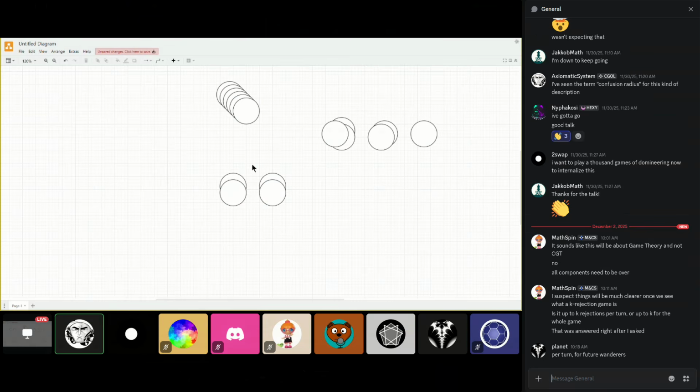Okay, which pile do you want to remove? Let's remove the left one. You can't do that. Make another move. Okay, let's remove the whole right pile. All right, right pile is gone. Your turn. I would like to reject that move. All right, I'll take a token.